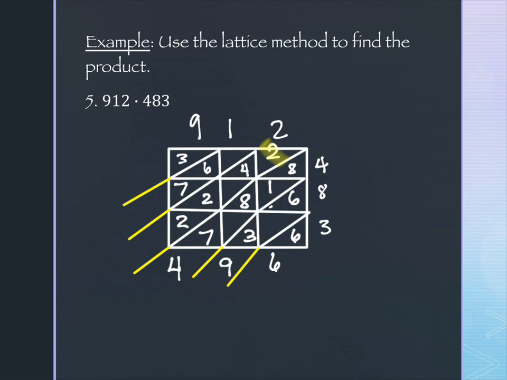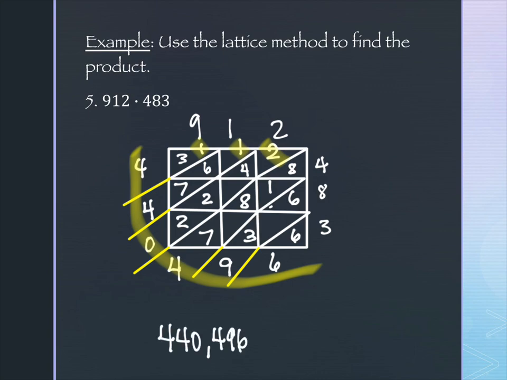Okay, 24. Now we're going to add our next diagonal, 2, 4, 2, and 2. What's that one? 10. So we write our 0 down and we carry the 1 over. And then this diagonal is 1, 6, and 7, which is 14. Write down 4, carry my 1 over. And I have 1 and 3, which is 4. My answer then is right here. The answer to this multiplication problem is 440,496.